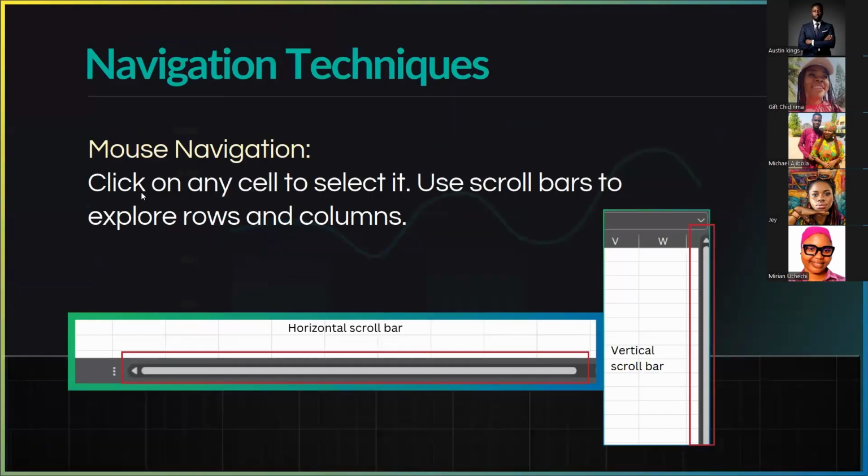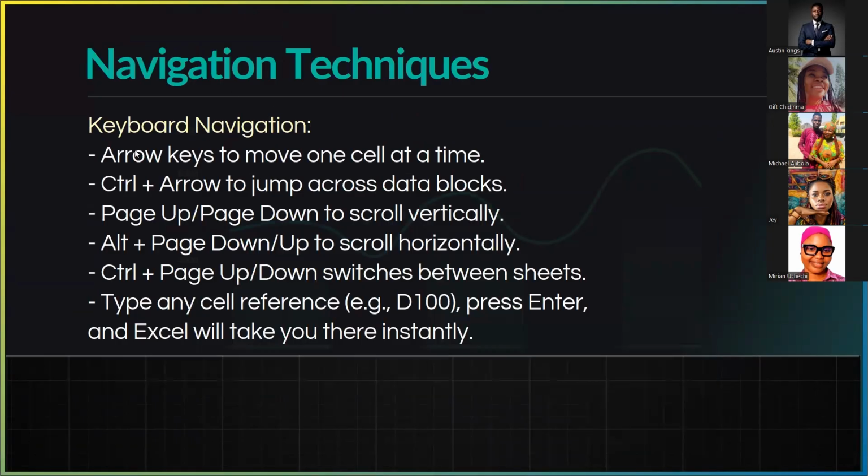Basic navigation: click on any cell to select it, then use the scroll bar to explore rows and columns. Of course, I've shown you the navigation already, so you know that. Let me go back. Navigation techniques: you can also use the arrow keys on your keyboard to move up and down. Control plus arrow key to jump across data blocks. Page up, page down to scroll vertically. Alt plus page down. These are just shortcuts, right?